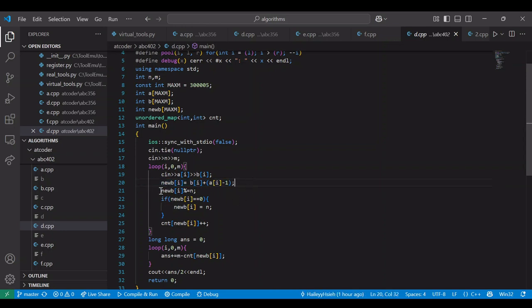However, since our numbers are numbered from 1 to n, we want to ensure that the numbers don't exceed that range, so we can take the remainder when divided by n. And then if new b is equal to 0, since our numbers are from 1 to n, we don't want the 0, so we can set the 0 equal to n.